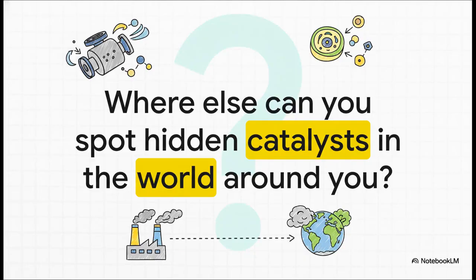So, from creating fertilizer that feeds the world to creating acid rain that harms it, catalysis is this incredibly powerful force. It's not just something in a textbook, it's happening in the catalytic converter in your car to clean up exhaust fumes, and it's happening with enzymes in your own body to digest your lunch. So the real question is, now that you know what to look for, where else are you going to spot these hidden chemical helpers and hazards at work all around you?